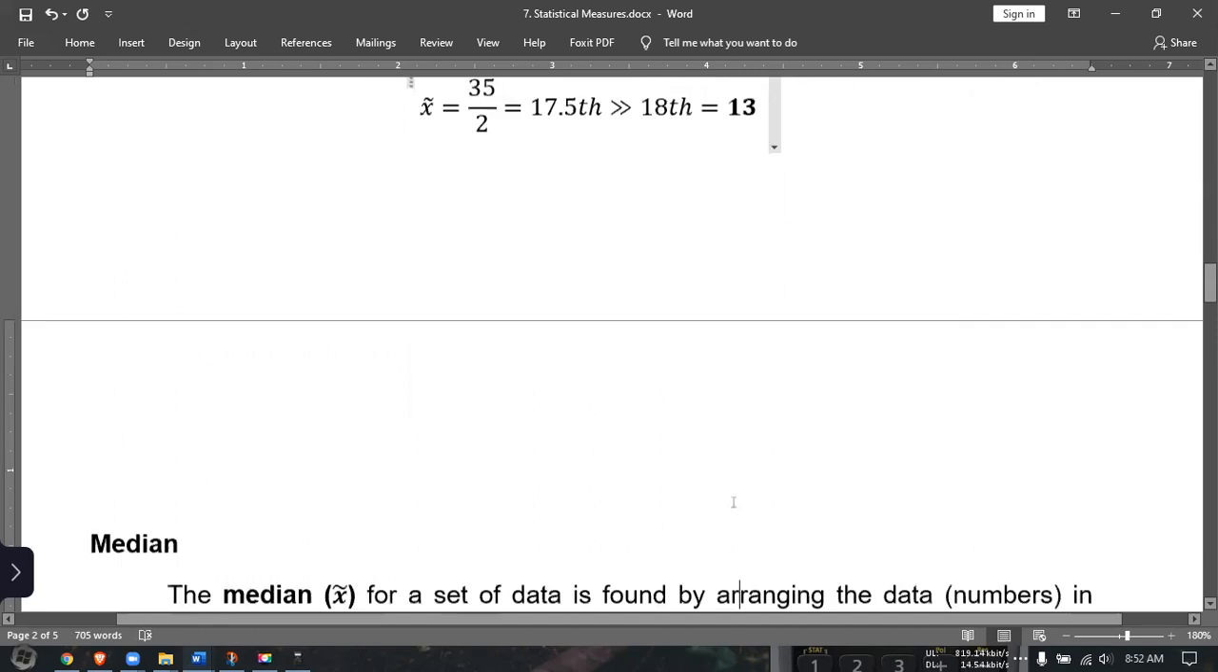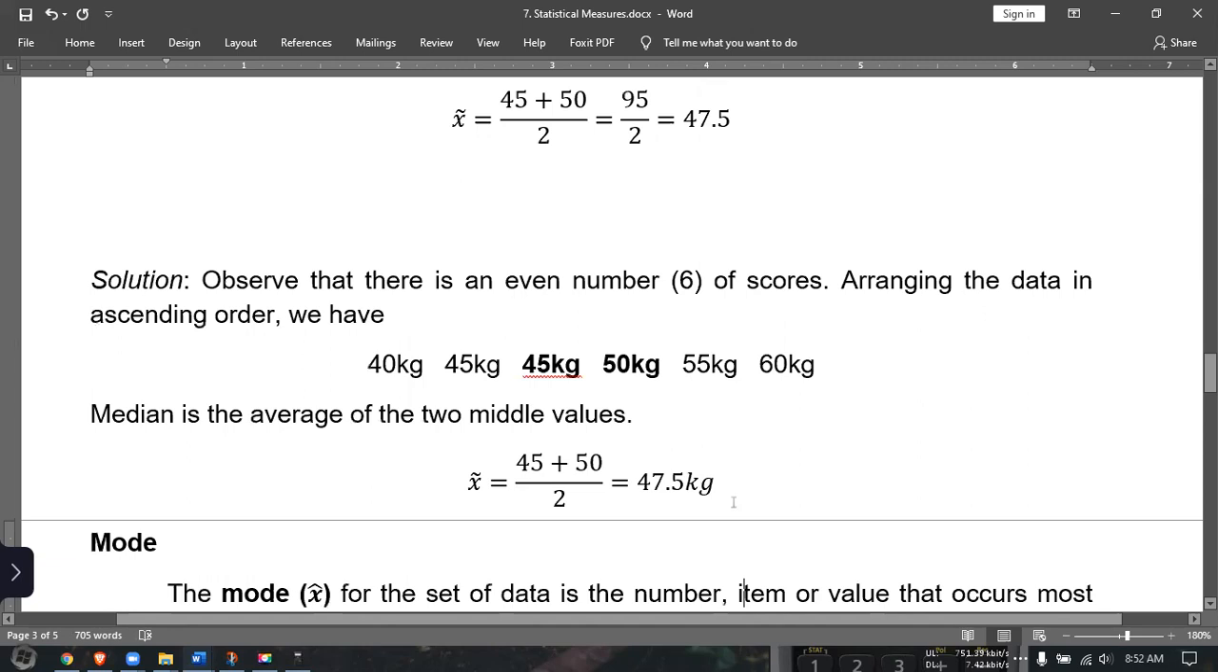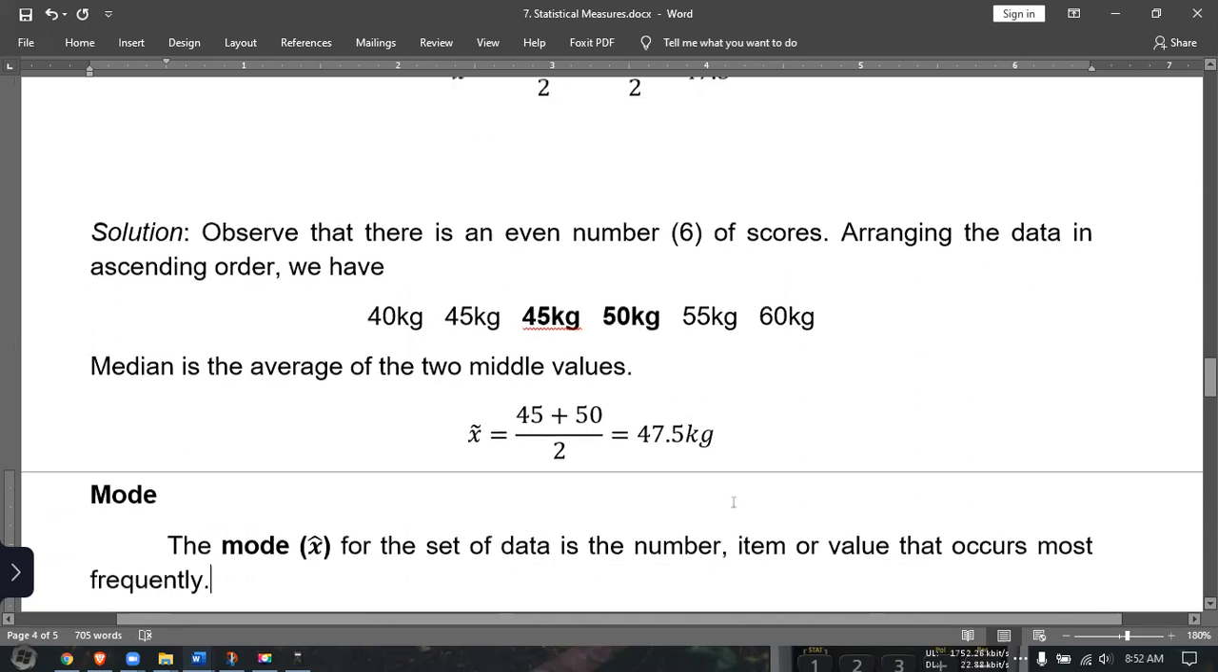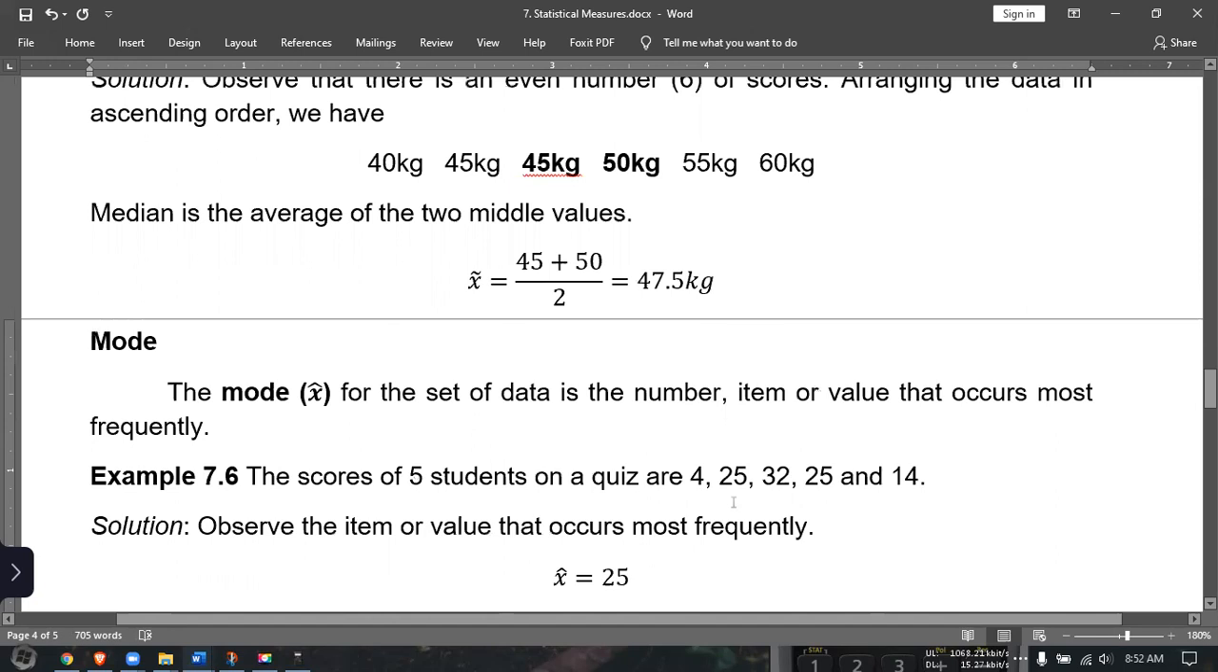And then we have the mode. If you think the median is simple to obtain, the mode is even simpler. We have the mode, the x caret, the symbol above x. For a set of data, it's the number, item, or value that occurs most frequently, the value that occurs the most number of times.